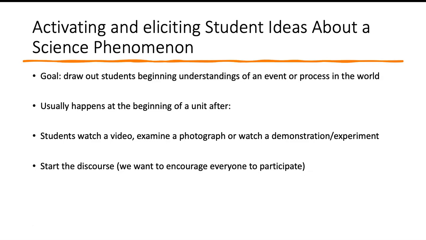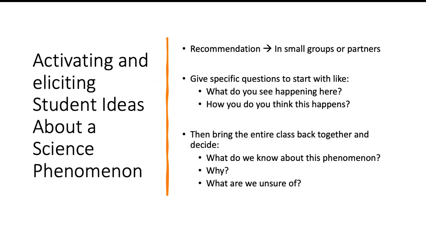At the start of the discourse, we want everyone to participate. So the recommendation is that you use either small group or partner discussion. And you give very specific questions to start with, like, what do you see happening here? How do you think this happens? And then once you've done the small group or partner discussion, then you bring back the entire class to decide, what do we know about this phenomenon, why, and what are we unsure of?